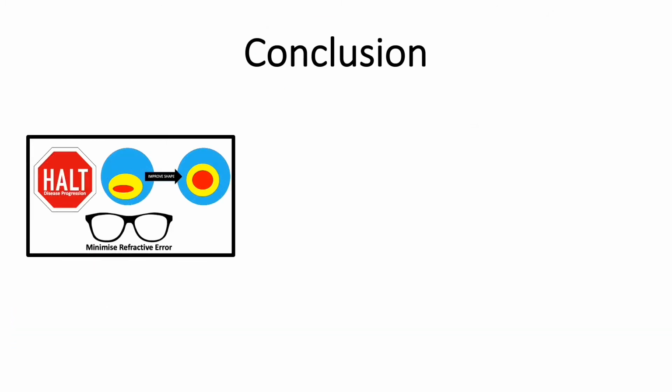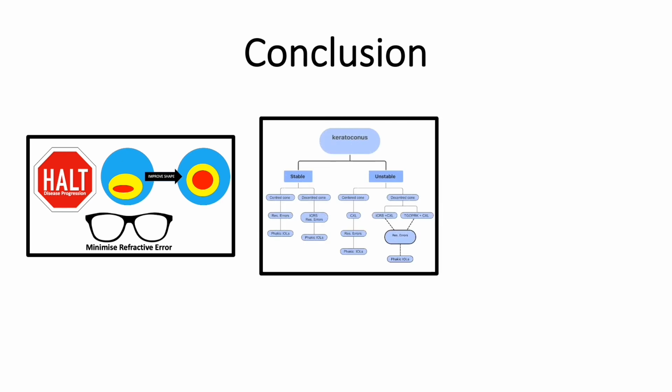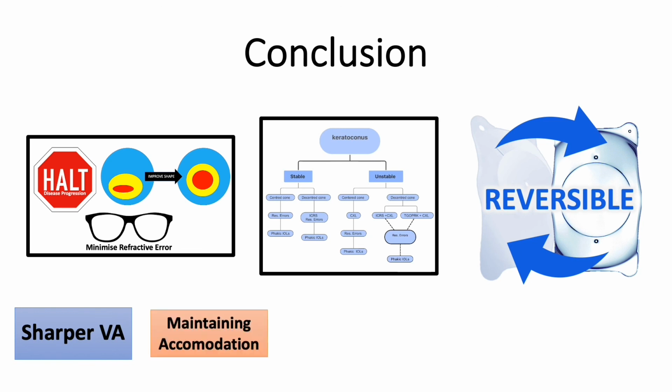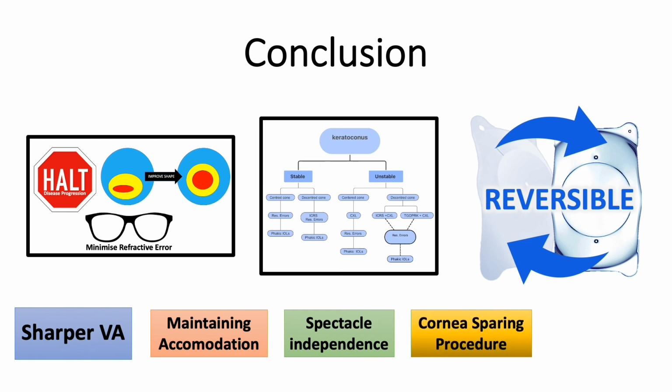So in conclusion, phakic intraocular lens implantation is an effective option in improving visual acuity in patients with keratoconus who do not suffer from visually disturbing higher order aberrations. One needs to halt the ectatic process, improve the corneal shape, and then minimize the residual refractive error. Also, one needs to follow an algorithmic guideline. The procedure has the advantage of being reversible. Patients gain sharper visual acuity, they maintain their accommodation, they gain spectacle independence. It's a cornea-sparing procedure and has very predictable results. And thank you for your attention.